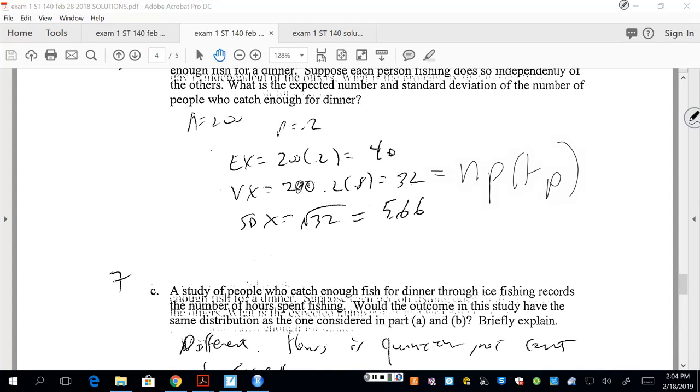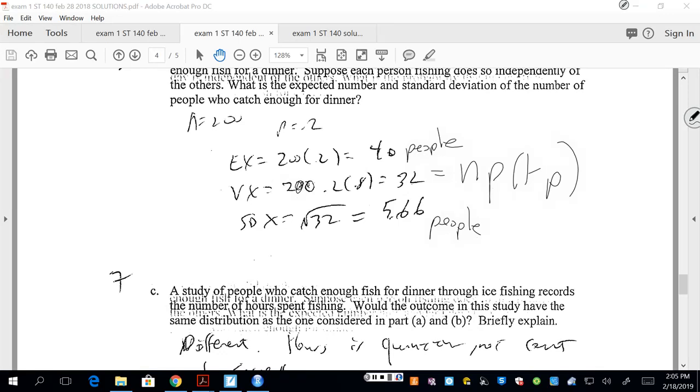These are actually people catching enough fish, and the standard deviation is also relevant to the number of people. So usually we think about the mean plus or minus a couple standard deviations. A couple standard deviations is about 11. So 40 plus or minus 11 is usually the range, out of 200 people, the number that you're going to get. Around 40, but it could go down to 30 or up to 50, maybe a little bit more than that.